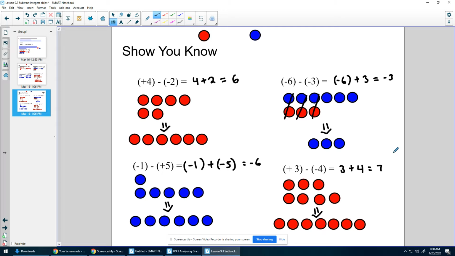Quite simple as long as we recall how to do our integer addition and our 0 pairs, along with whenever we are subtracting, it is essentially like we are adding the opposite. So that's something to remember.